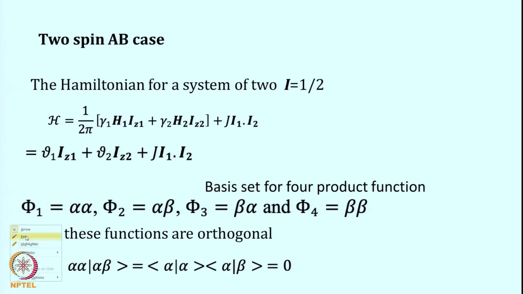So, let us consider both of these spins are half spins, so I is half for both of these spins. For such spins we can write the Hamiltonian, which will be given by these terms, where gamma is the gyromagnetic ratio of spin 1, H1 is the Hamiltonian corresponding to that, and Iz1 is the eigenfunction for spin number 1. Now similarly these terms are for spin 2, and then there is a term which arises because these two spins are coupled, and therefore J is the coupling constant between these two spins.